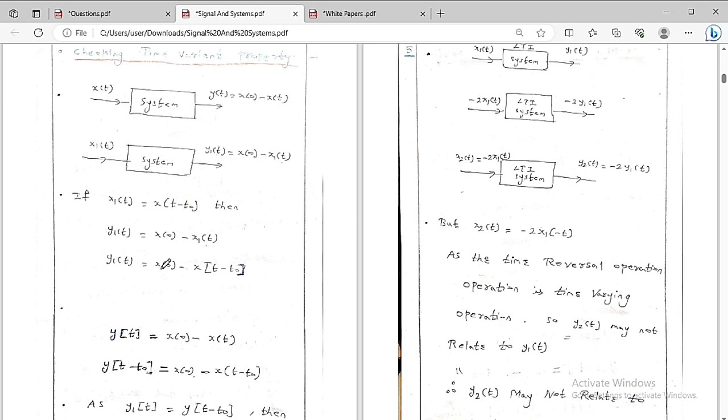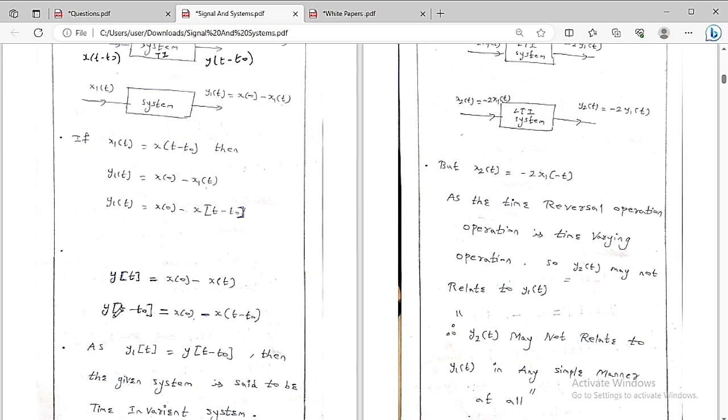And I have already told you, suppose if this system is a time invariant system, then what should we get here? Here is x of t, means here x of t minus t naught, means here you should get y of t minus t naught. Suppose if the given system is a time invariant system, means the input is delayed by some amount of time, the output should be also delayed by the same amount of time. So y of t is equal to x of 0 minus x of t, but I want y of t minus t naught. Wherever t is there, replace it by t minus t naught, so therefore we are going to get y of t minus t naught is equal to x of 0 minus x of t minus t naught.